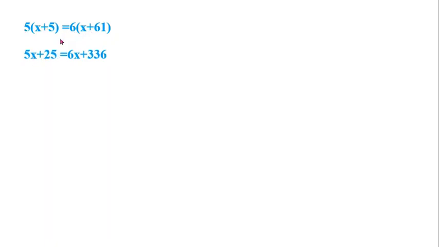Distributing these factors, 5x plus 25 is equal to 6x plus 336. Collecting like terms, we have 5x minus 6x is equal to 336 minus 25. So negative x is equal to 341. Since the required number is x, not negative x, we have to divide both sides by negative 1. So x is equal to negative 341.